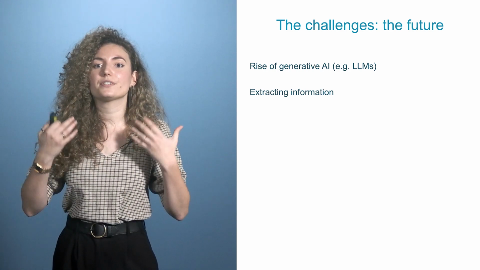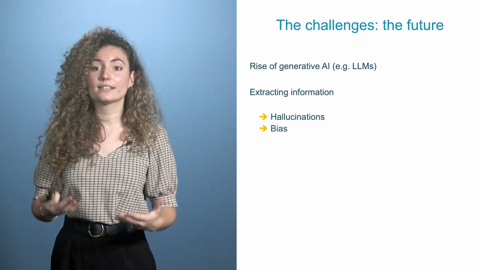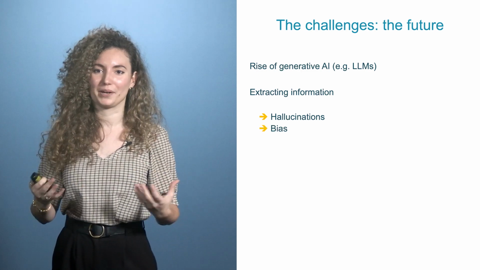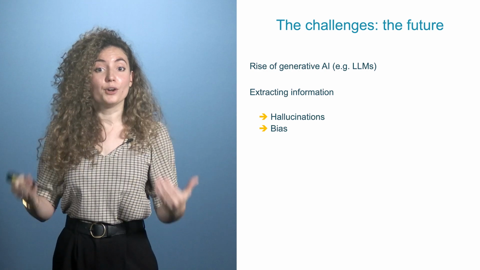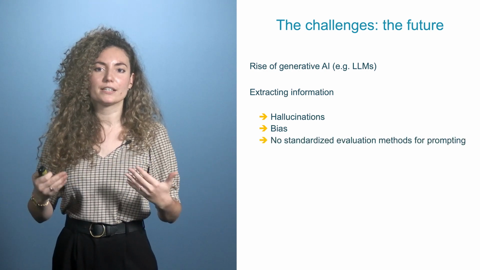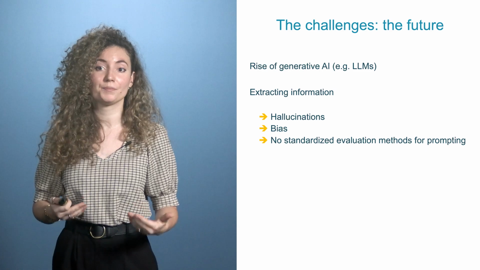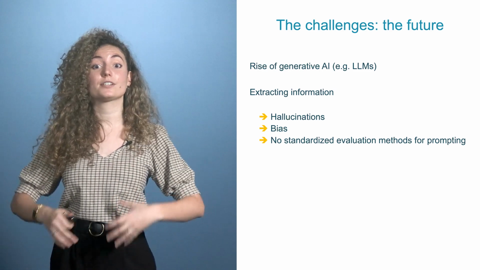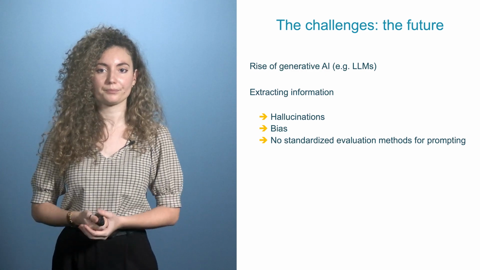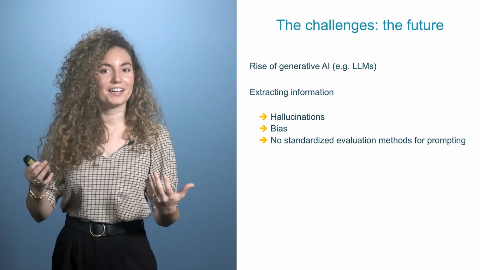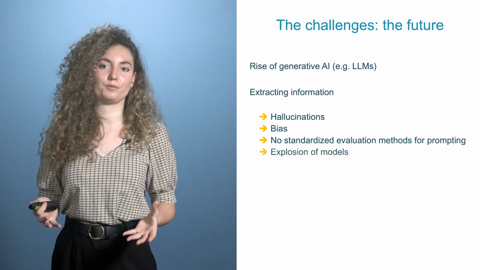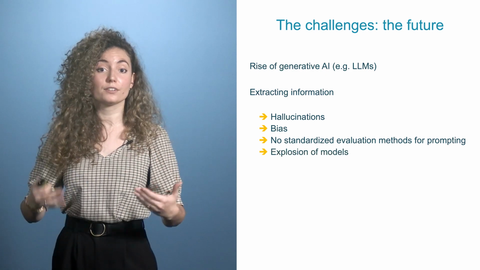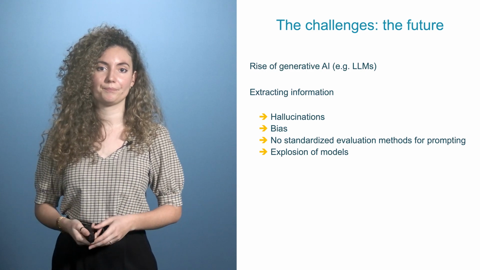They are known to produce hallucinations, propagate bias as they are trained on the internet, and as we know, the internet is anything but an unbiased space, and there are currently no standardized evaluation methods in place for prompting strategies. While it is known that the prompt structure, so changing a word, exerts a large influence on the output. Currently, at the time of speaking, there is also a true explosion of models, with new ones popping up every day and making evaluation of models a quickly fleeting process.